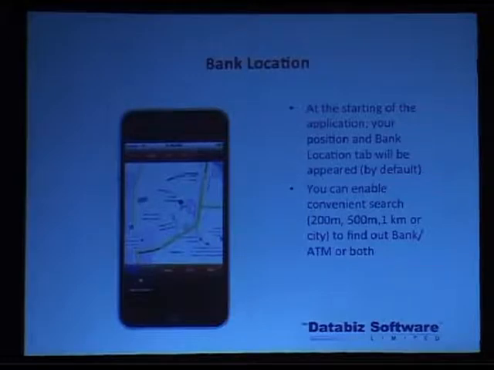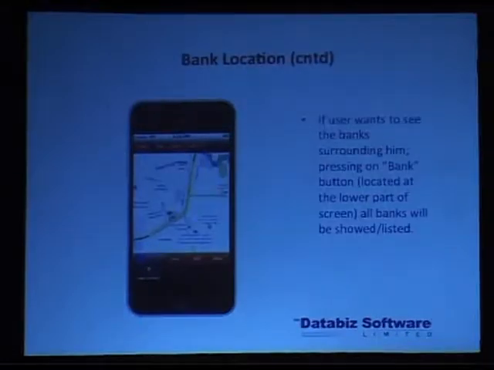Now, if we go to the next slide, if any user wants to see the bank surrounding him and presses the bank, he will get only the bank locations, and the ATMs will be excluded. And if he wants only the ATM positions, he will pick the ATM of that bank, so that he will get only the ATM locations.